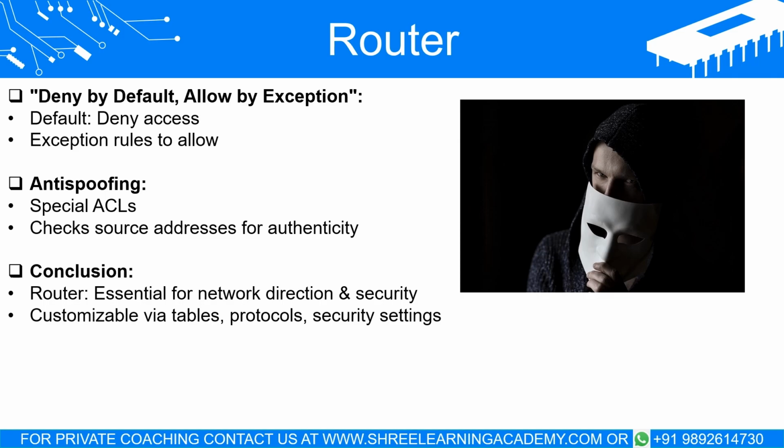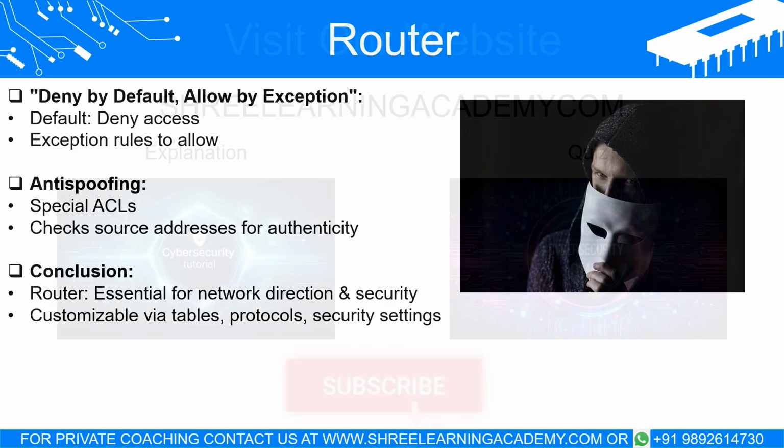Conclusion. A router plays a vital role in directing traffic and maintaining security in a network. From linking network segments to acting as basic firewalls, routers are the cornerstone of any home or office network. With features like routing tables, static or dynamic routing protocols, and various security settings, you can customize your router to meet your specific needs. ACLs and anti-spoofing rules add another layer of security, ensuring that your digital home remains safe and accessible only to those you trust.